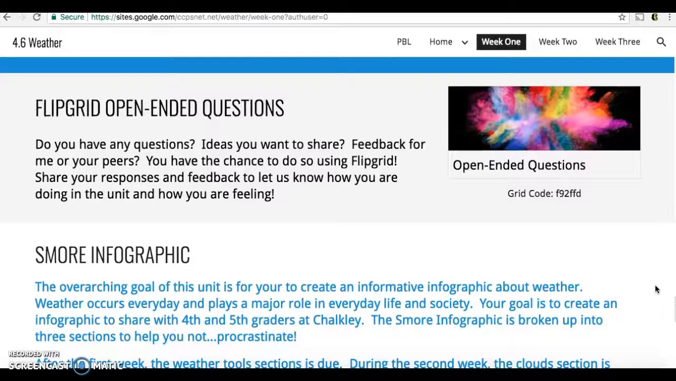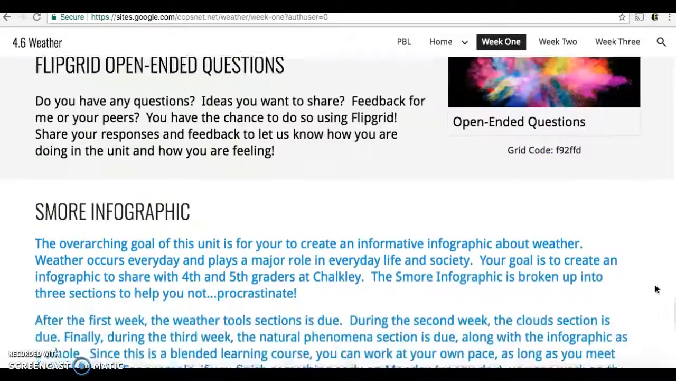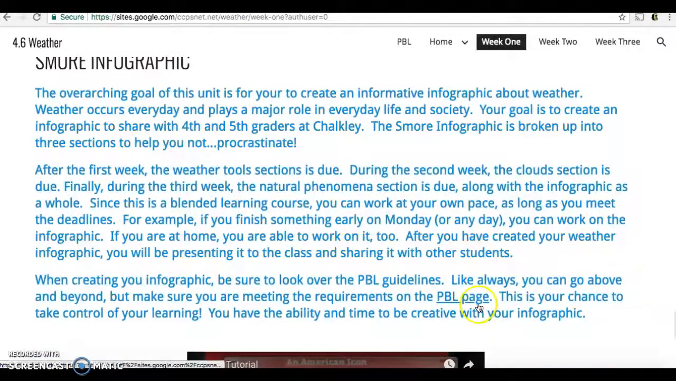And then there was a Flipgrid where students could go and ask questions. It ended up where students did not go and ask any questions, but they did ask them in person. And then again at the bottom on the 5th day, there is the more infographic details along with the PBL page hyperlinked for easy access.